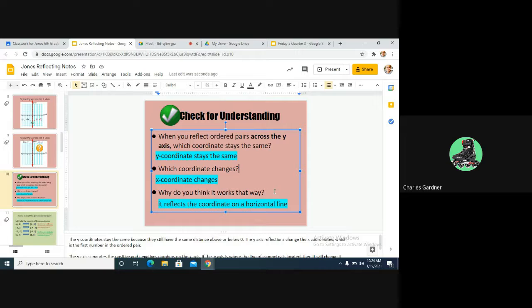I'm going to give you about 1 more minute to get this typed out, and then we're going to go back to the presentation view and go through what happens if you need to reflect it over the x-axis. Okay, so we've been talking about the y-axis so far. Now we got to talk about the other one.